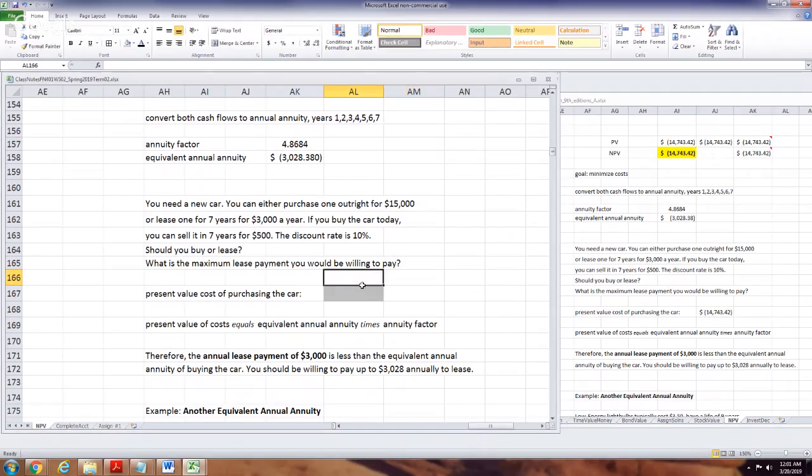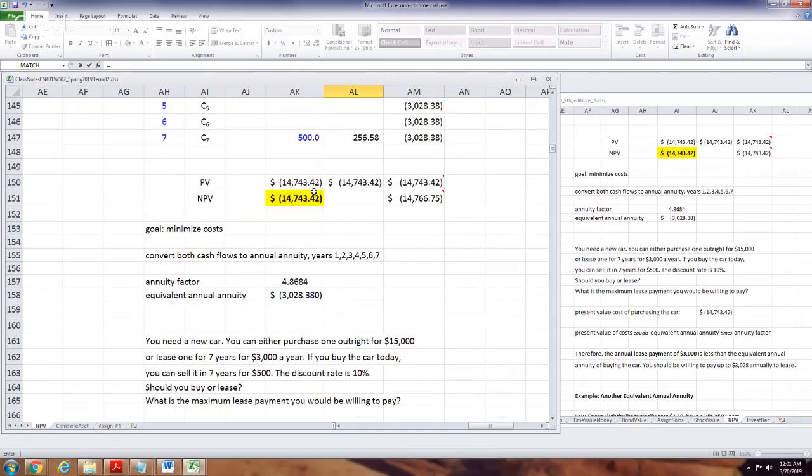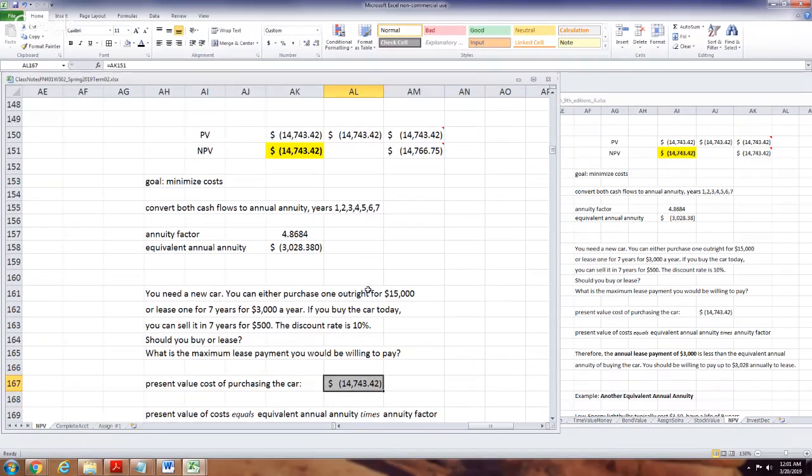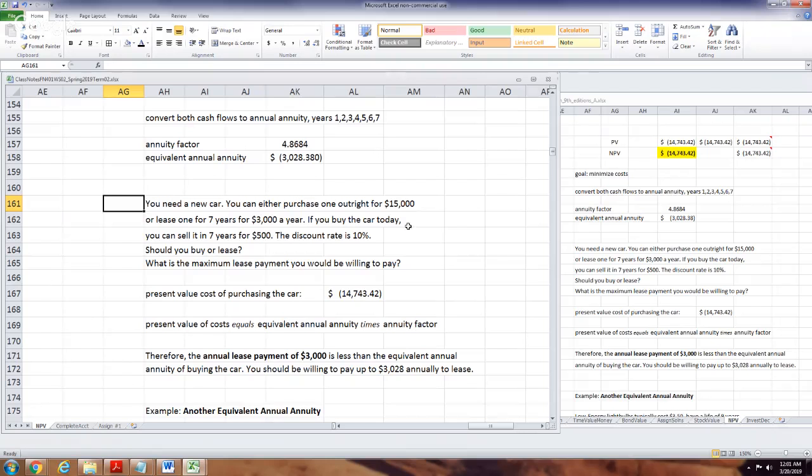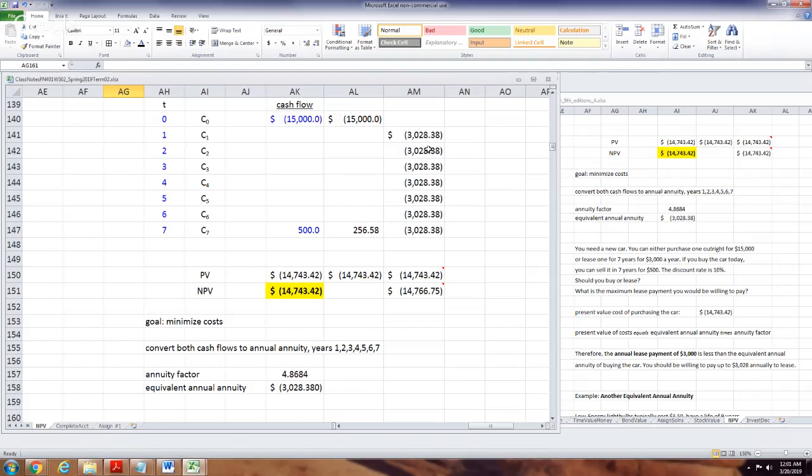The present value of purchasing the car is simply this. And there's a whole narrative here that goes into this. If you need a car, buy it for 15,000, or lease it for 7 years at 3,000. Looking at this, if you buy the car and own it, the effective annual cash flow is 3,028. All right, $28, but $28 over 7 years, that's not even a couple hundred.